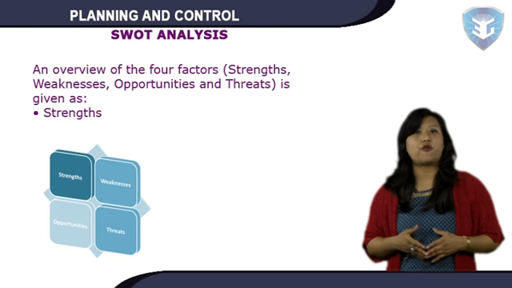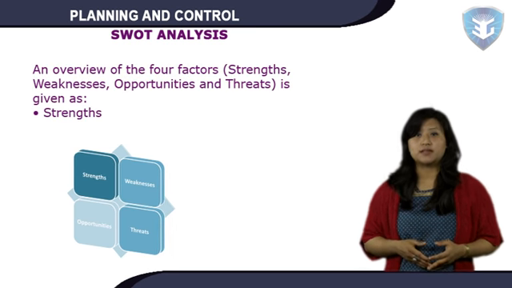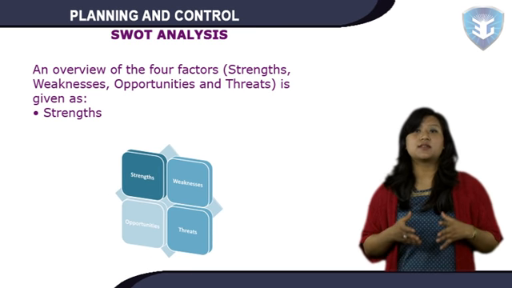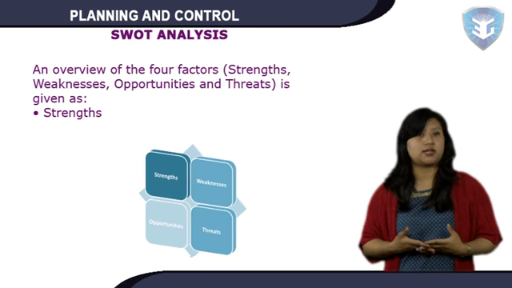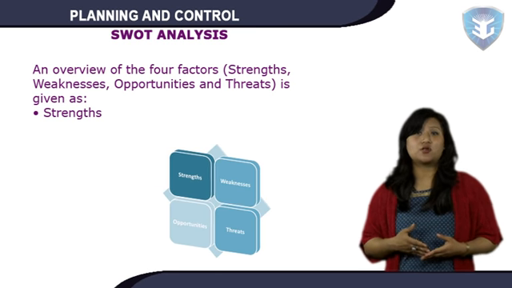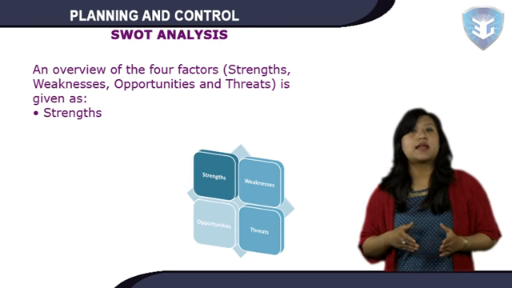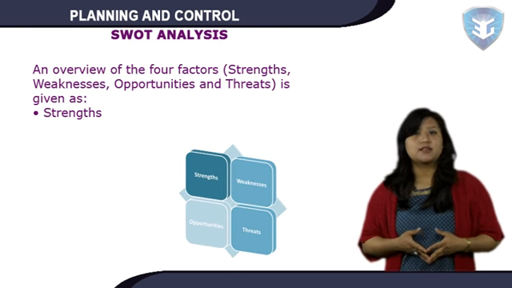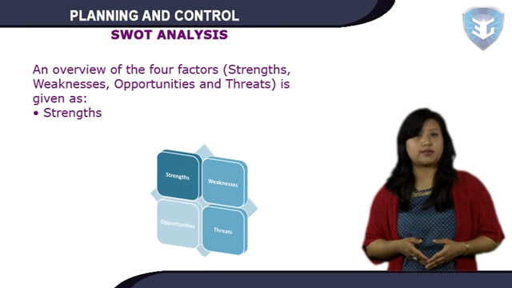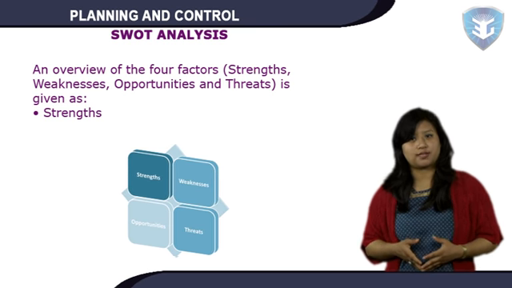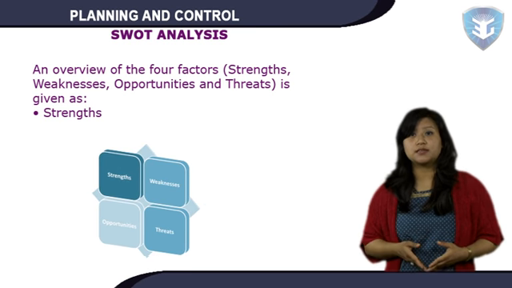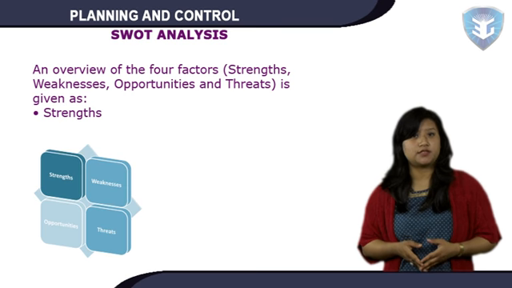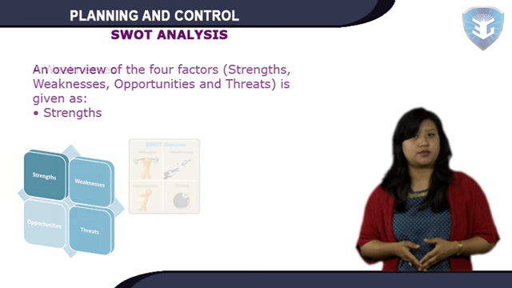An overview of the four factors, strengths, weaknesses, opportunities and threats, is given. Strengths. Strengths are the qualities that enable the accomplishment of the organization's mission. These are the basis on which continued success can be made and sustained. Strengths can be either tangible or intangible. Strengths are the beneficial aspects of the organization or the capabilities of an organization, which include human competencies, process capabilities, financial resources, products and services, customer goodwill and brand loyalty.